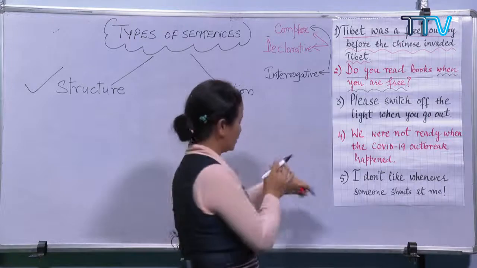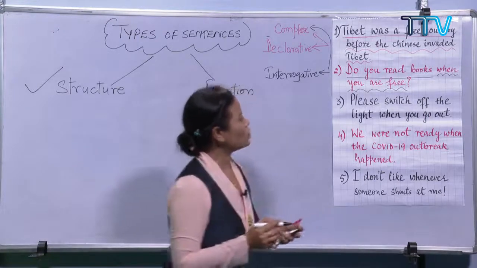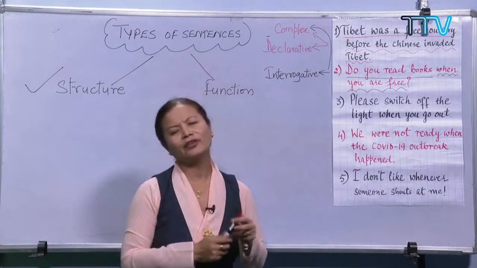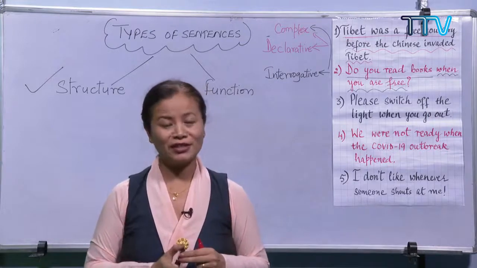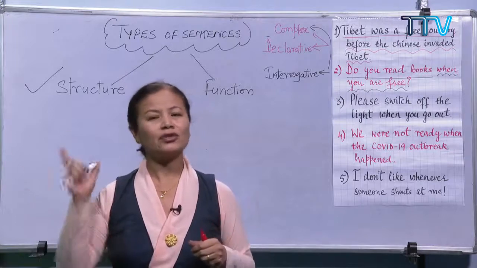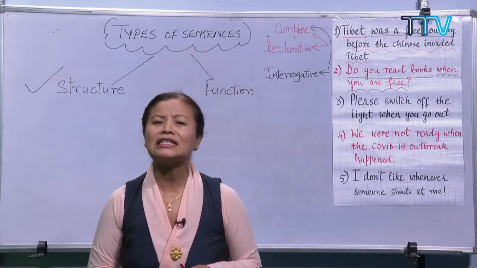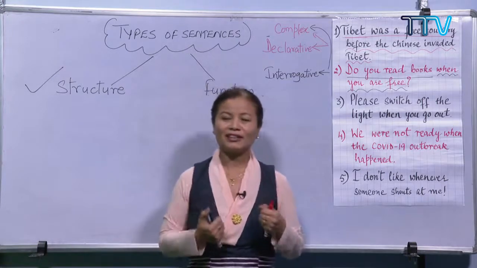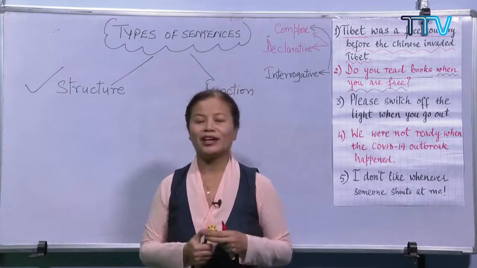The third example: please switch off the light when you go out. This happens regularly in your class. Your class teacher or the subject teacher or the class monitor tells you when you go out during your recess time, please don't forget to switch off the light. Please don't forget to switch off the fan, because it's a waste of energy, isn't it? We have a huge responsibility. So we need to conserve energy, isn't it? So do remember that.